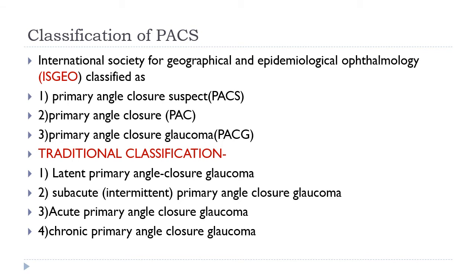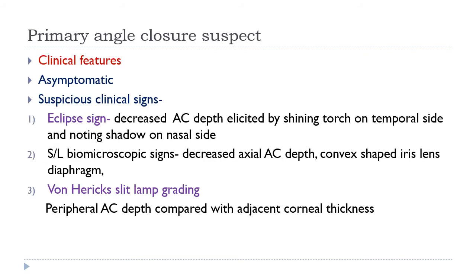There are two types of classification of this primary angle closure glaucoma. According to the International Society of Geographical and Epidemiological Ophthalmology, this is a recent type which is usually followed now: primary angle closure suspect, primary angle closure, and primary angle closure glaucoma. These are the different stages we see. The previous or traditional classification was latent primary angle closure glaucoma, subacute or intermittent angle closure glaucoma, acute, and chronic primary angle closure glaucoma.